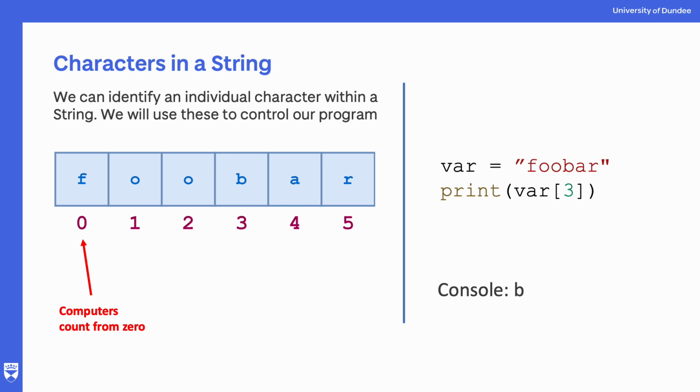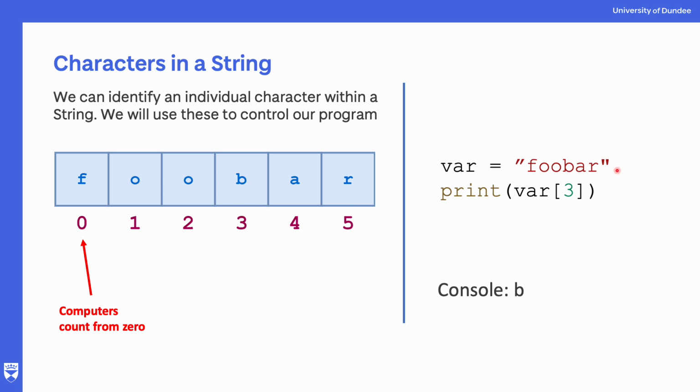Now, we know that a string is a sequence of something. It's a sequence of characters. And because a string contains individual characters, we can then identify those within the program. So if you imagine that this set of boxes, again, each one is a slot in the computer memory. Computers count from 0. That's really important. While this is 6 characters long, it's actually numbered 0 through to 5. And so I can identify any single character inside that using this index, this number here.